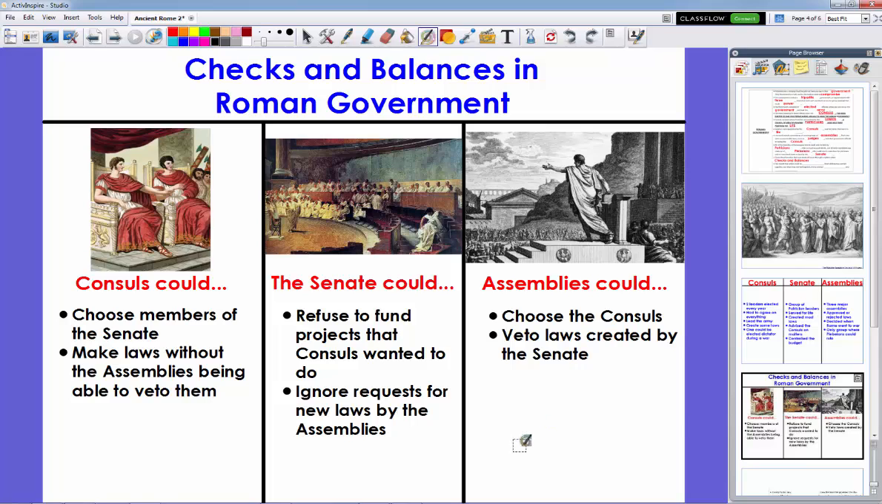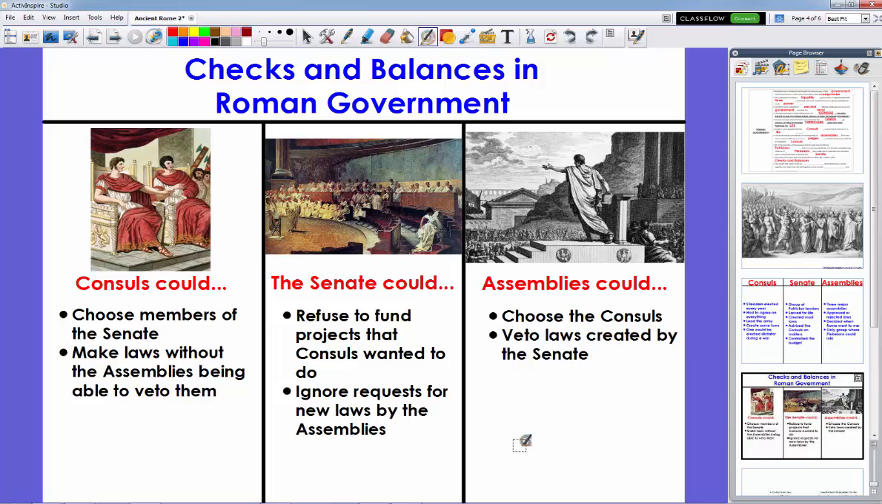The Senate had checks and balances on the other two by doing the following. Like I said, they controlled the money. They held all the taxes. If the consuls or the assemblies wanted to do something, the Senate could just say, no, you can't, you won't get the money for it, and they could do nothing about it. Also, in terms of making laws, they could ignore the assemblies by simply ignoring their requests for laws.